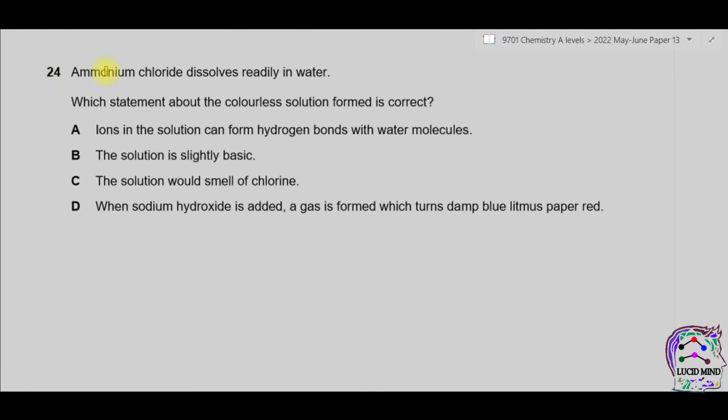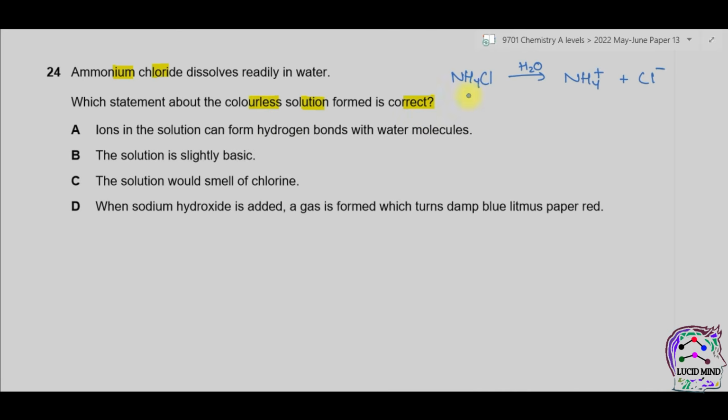Question number 24. Ammonium chloride dissolves readily in water. Which statement about the colorless solution formed is correct? Part A. Ions in solution can form hydrogen bonds with water molecules. Let's see what is formed when ammonium chloride is dissolved. NH4Cl dissolves in water to form ammonium ions and chloride ions.